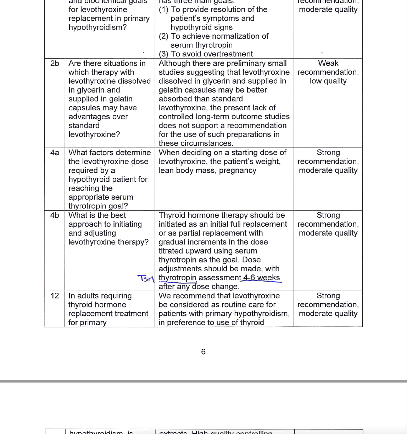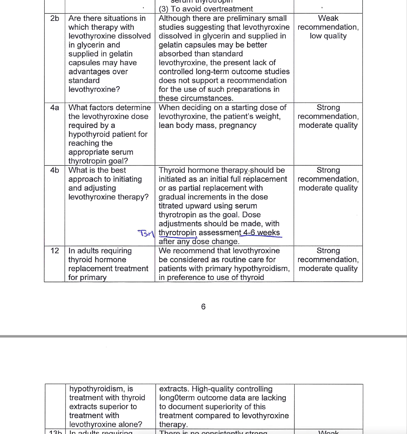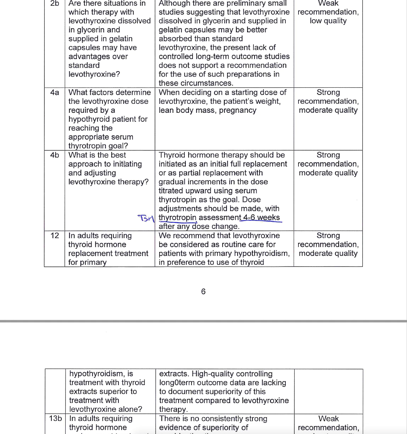All right, so what factors determine the levothyroxine dose required by hypothyroid patients? We need to base it on the patient's weight, lean body mass, and pregnancy. So we're going to go over the dosing in the next page. What is the best approach to initiating thyroid therapy and adjusting it? Therapy should be initiated as an initial full replacement or partial replacement, and then check TSH in 4 to 6 weeks. So again, we're going to go over how to initiate and how to adjust in the next page.